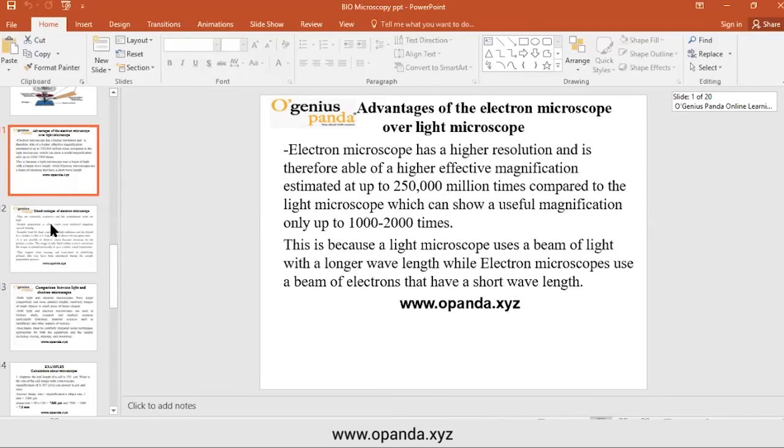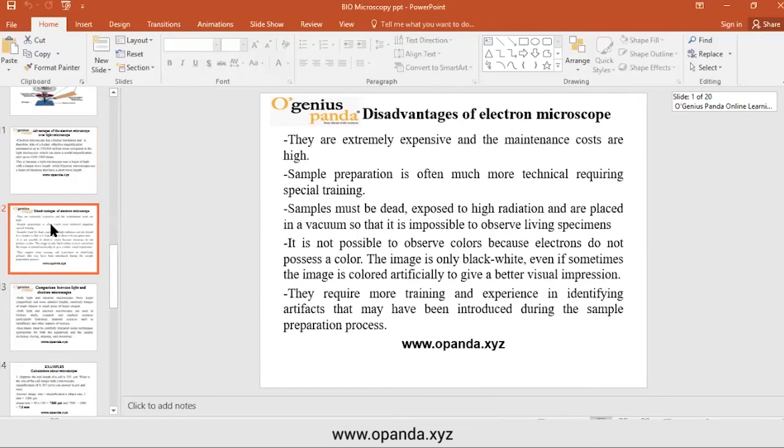But we have disadvantages. These microscopes, even though they are most powerful, are not good sometimes. First of all, they are extremely expensive, and the maintenance costs are high. Preparation is often much more technical, requiring special training and a high level of skill. Samples must be dead, as they are exposed to high radiation and placed in a vacuum, so people cannot observe living specimens.